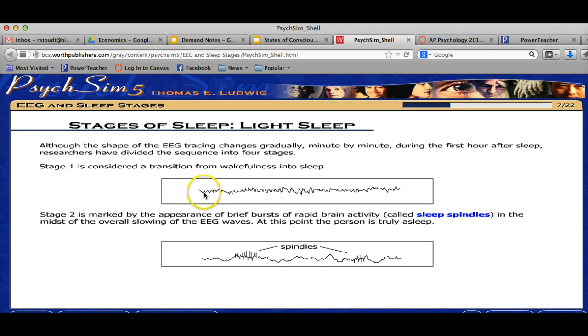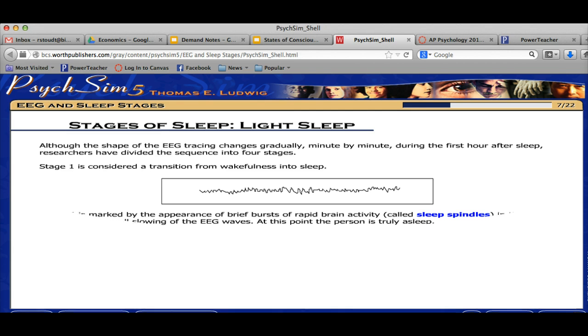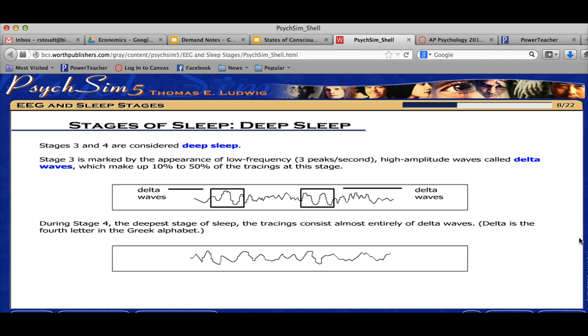And in stage 1, you can see the EEG readings. They were high frequency. They happen very often, but they're not very high, so it's low amplitude. Stage 2, you're going to have these brief bursts of what they call sleep spindles right here. Most of the time your frequency is slowing down compared to stage 1, and our amplitudes are going to get a little higher, but you have these sleep spindles where all of a sudden it's lots of activity in a very short period of time, and then it goes back to low frequency. So that's stage 2.